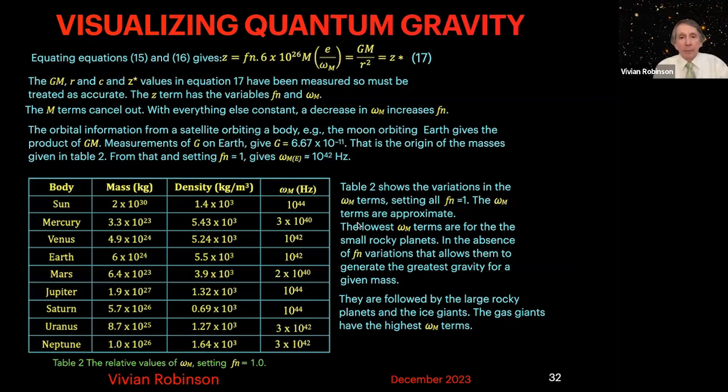The omega m terms are approximate. The lowest omega m terms are the small rocky planets, roughly 2 times 10 to the 40, 3 times 10 to the 40. Well, in the absence of Fn variation, that allows them to generate the greater gravity for a given mass. They are followed by the large rocky planets, 10 to the 42, the ice giants, 3 times 10 to the 42, and finally the gas giants have the highest omega m terms of about 10 to the 44.